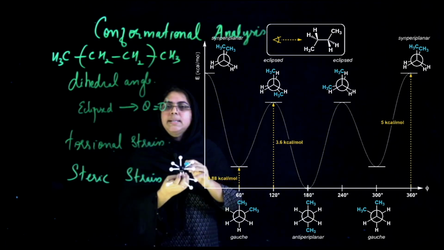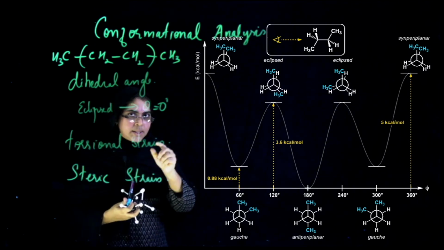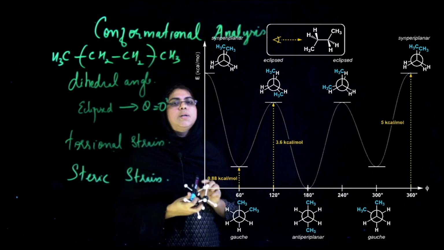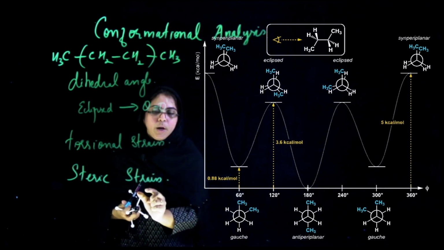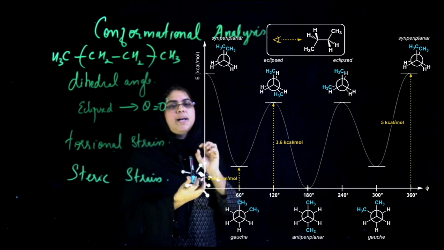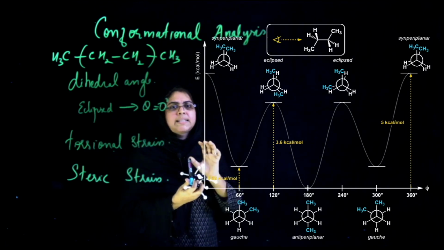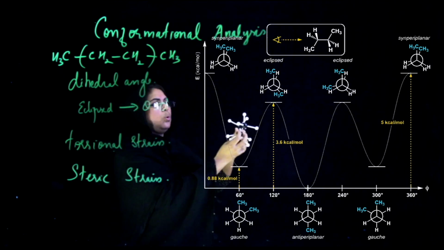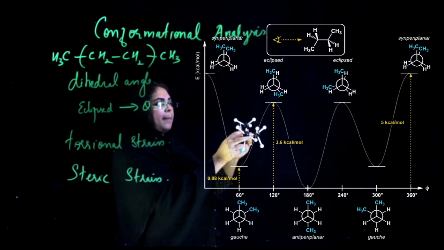That steric strain imparts higher energy. So in the eclipsed conformation, torsional strain will be maximum because the bonded electron pairs of adjacent atoms are close to each other. And when we come to steric strain, the two methyl groups are close to each other, so there will be maximum steric strain. So when this molecule rotates to 60 degrees, what happens?